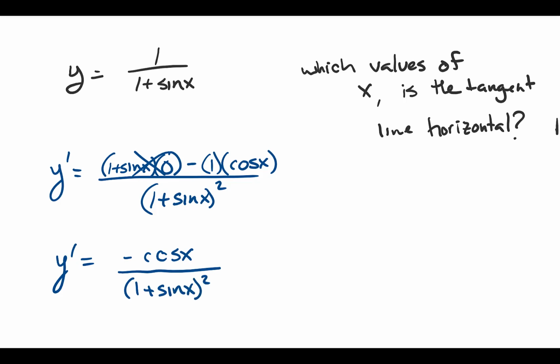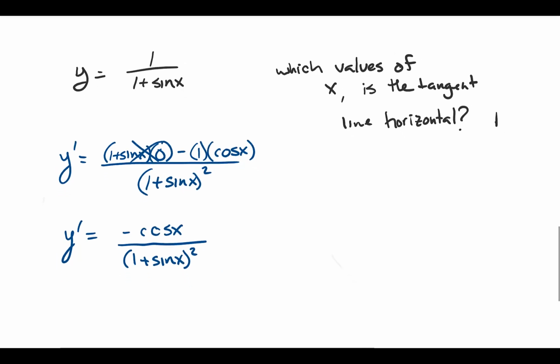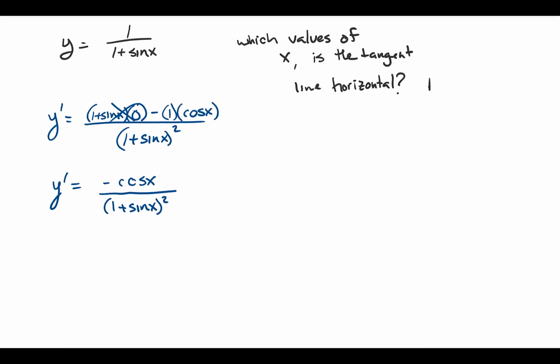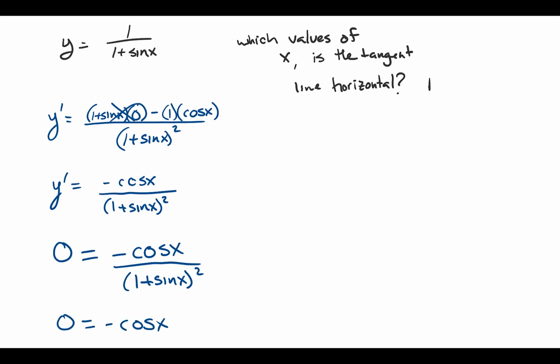Let's set this thing equal to 0 and solve. Once we do, we've got great news. That denominator doesn't make anything equal 0 unless you're talking about a limit. Multiply it over to the other side. Now I'm going to multiply by negative 1. So it's where does cosine of x equal 0?